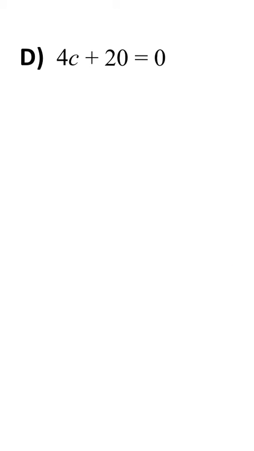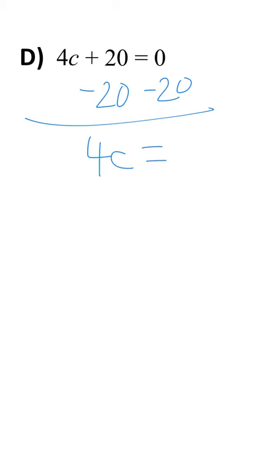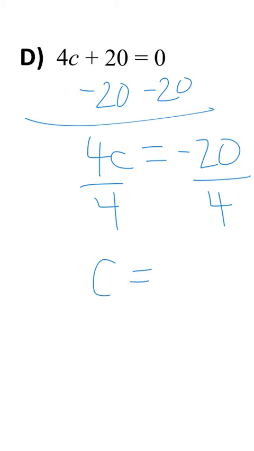Now in our next example in letter D, we have 4c plus 20 equals 0. So again, we're going to isolate the constant by subtracting 20 from each side, and we're left with 4c equals 0 minus 20, which is negative 20. We now divide each side by 4, and c equals negative 5.